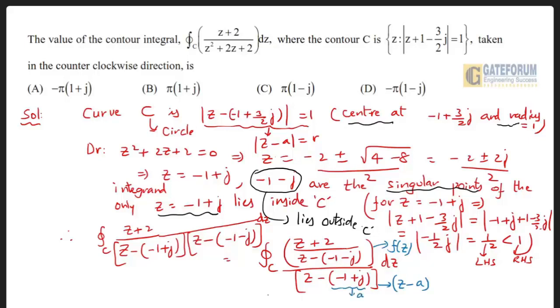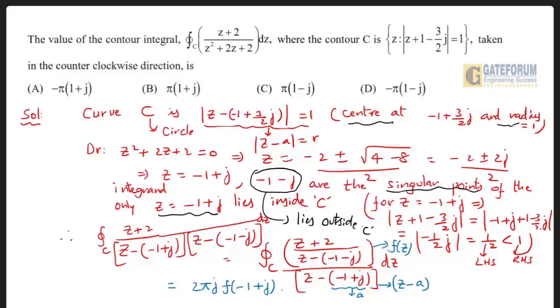Now what is your answer? 2 pi i into f of z. Okay, so this is nothing but 2 pi i. In place of i, we have to write j. F of j. j means what is this? Minus 1 plus j is the singular point. a is the singular point.